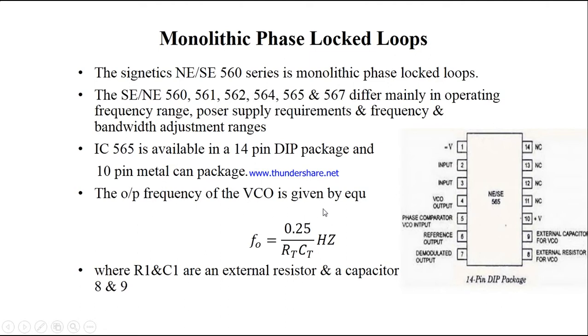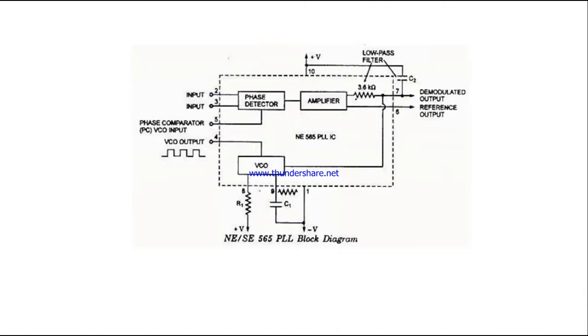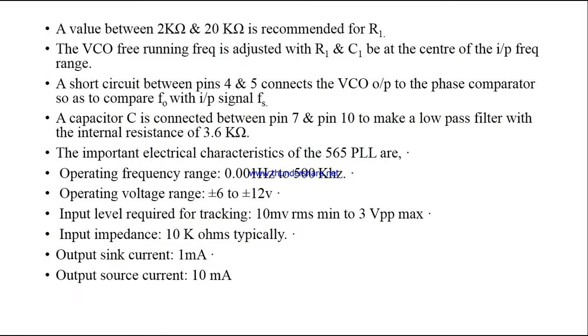The output frequency of the VCO is given by this equation, f0 equal to 0.25 divided by RT CT, where RT and CT are the external resistance and capacitance that are connected to pin 8 and pin 9. This is the PLL block diagram.